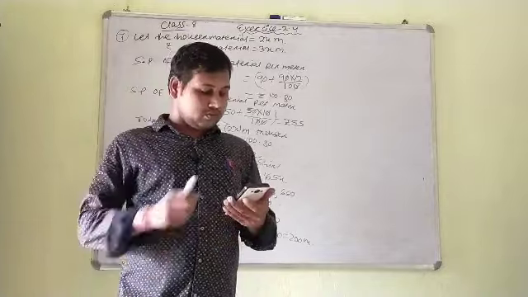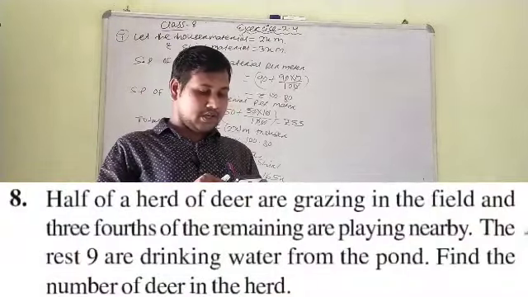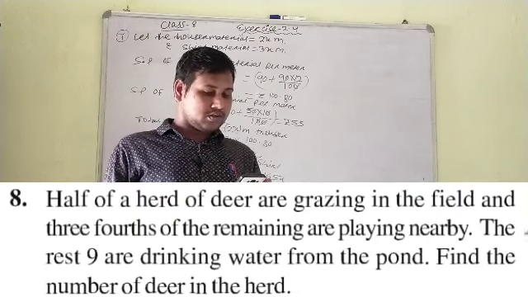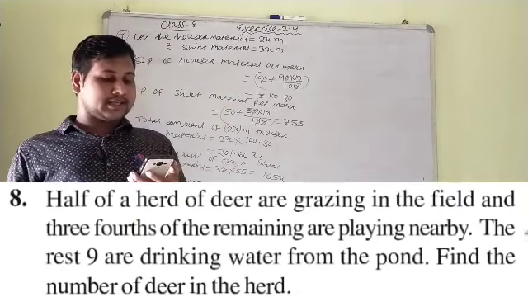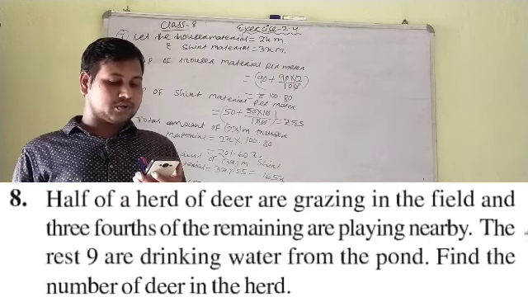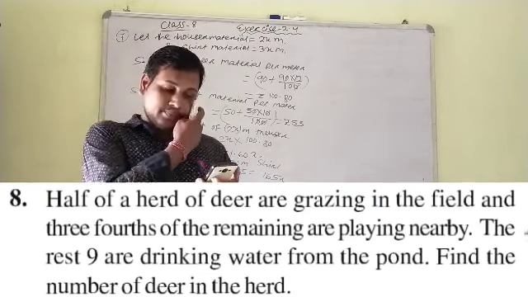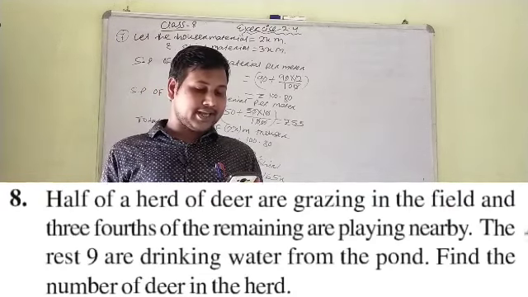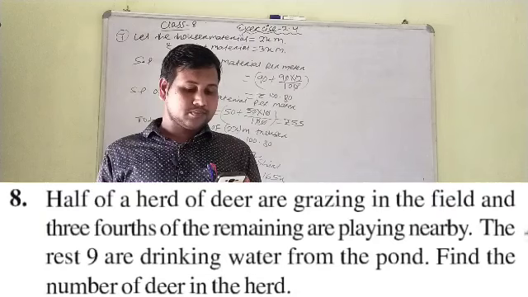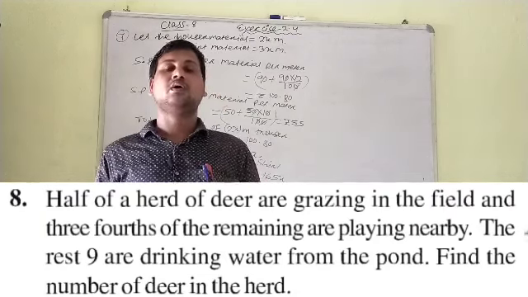Now we'll go to question number 8. It's given here, half a herd of deer are grazing in the field and 3/4 of the remaining are playing nearby. The rest 9 are drinking water from the pond. Find the number of deers in the herd.